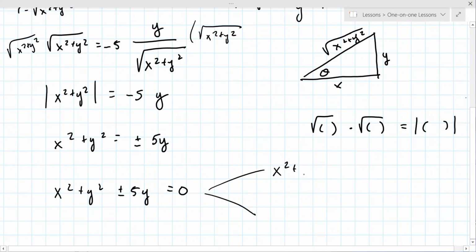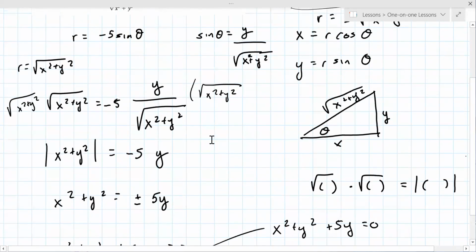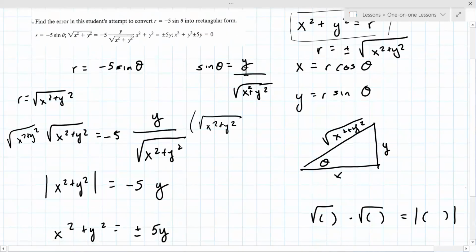It's really x squared plus y squared plus 5y equals 0, and x squared plus y squared minus 5y equals 0. These cannot both be correct. So that's probably where the error is. There's probably only one that's correct here. I don't think I helped, but maybe I clarified some of the conversion between rectangular and polar form. I can graph this and tell you which one's correct pretty quickly, but only if you want it.